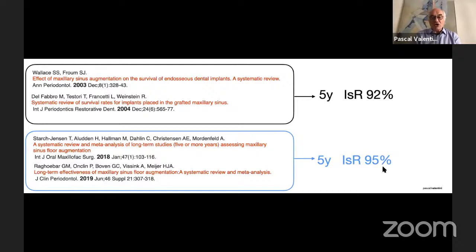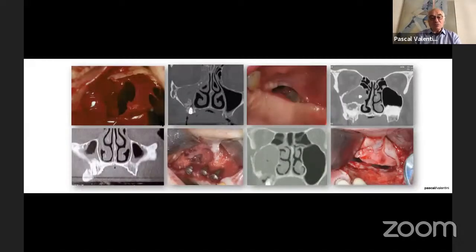Why? Because during this time, we have been interested in how to manage complications in order to improve the implant survival rate. Those complications, all of them, you can see on this slide, can be avoided or can be managed in a very efficient way. That's the topic of my lecture this afternoon.